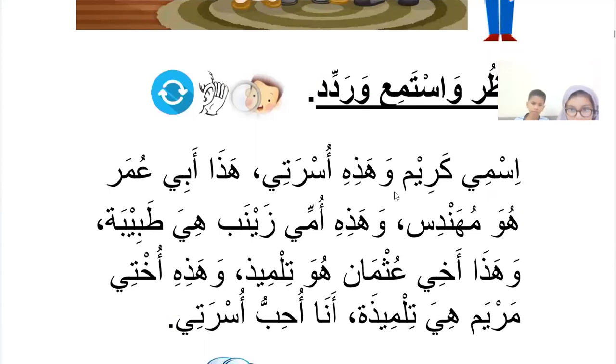Ismi Kareem. My name is Kareem. Wahazihi Usrati. And this is my family. Haza Abbi Umar. This is my father Umar. Huwa Muhandis. He is an engineer. Wahazihi Ummi Zainab. Hiya Tabiba. This is my mother Zainab. She is a doctor.